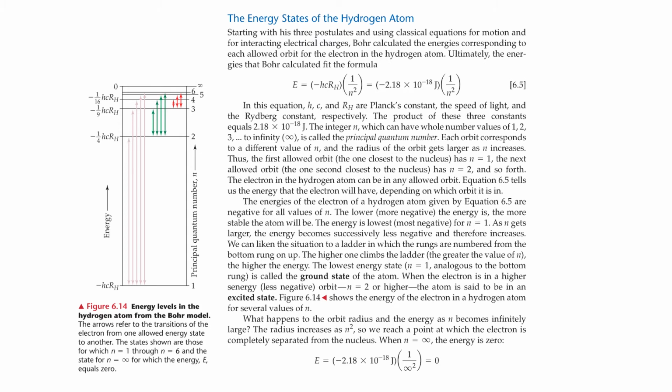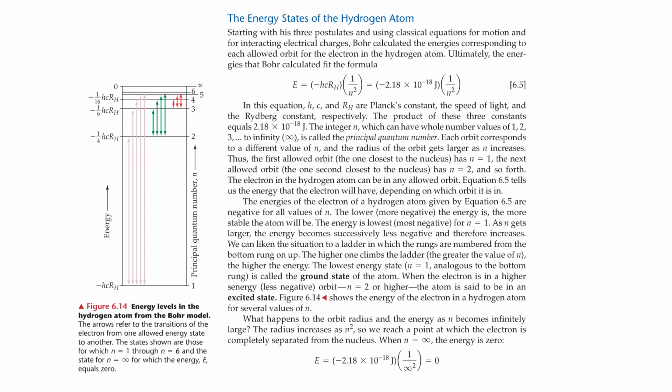Each orbit corresponds to a different value of n, and the radius of the orbit gets larger as n increases. Thus, the first allowed orbit, the one closest to the nucleus, has n equals 1. The next allowed orbit, the one second closest to the nucleus, has n equals 2, and so forth. The electron in the hydrogen atom can be in any allowed orbit. Equation 6.5 tells us the energy that the electron will have depending upon which orbit it's in.